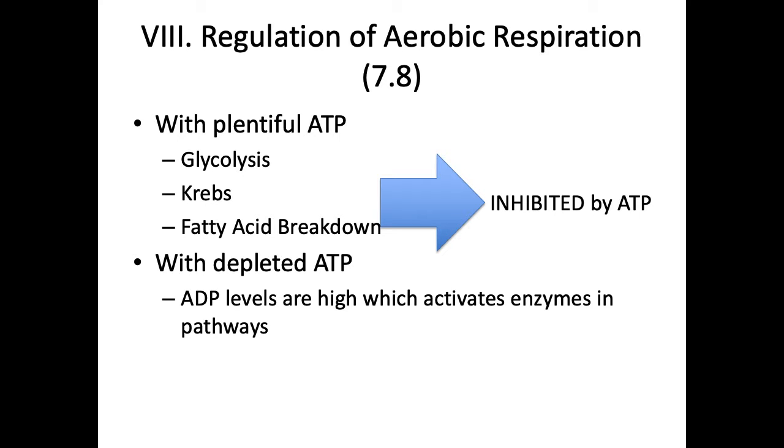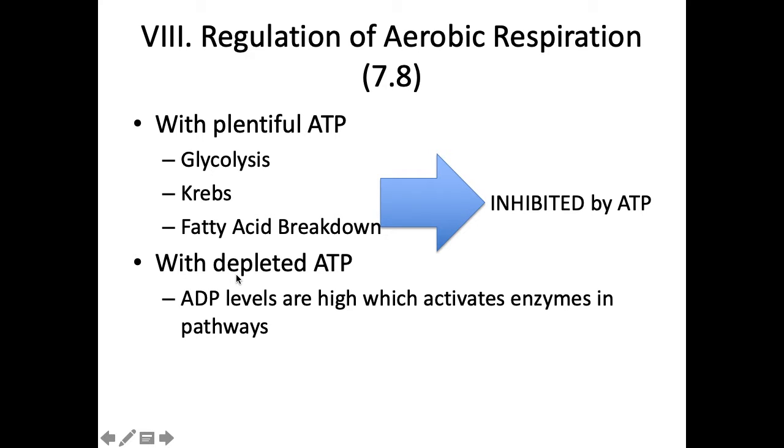So how is aerobic respiration regulated? It is regulated by the amount of ATP. When you have abundant ATP, these processes shut down. And then when you have depleted your ATP level, they turn back on. So with plentiful ATP, both glycolysis, Krebs, and I'll talk about fatty acid breakdown, they are inhibited by ATP. So we've got this negative feedback loop happening here.